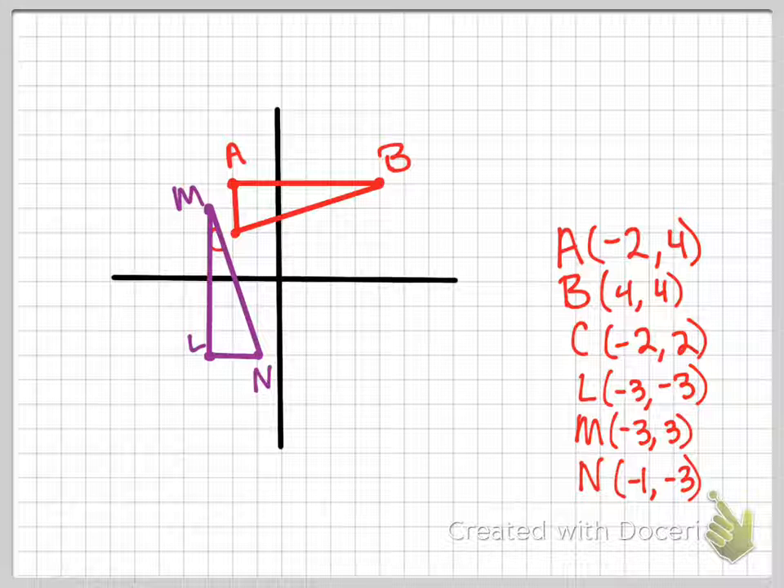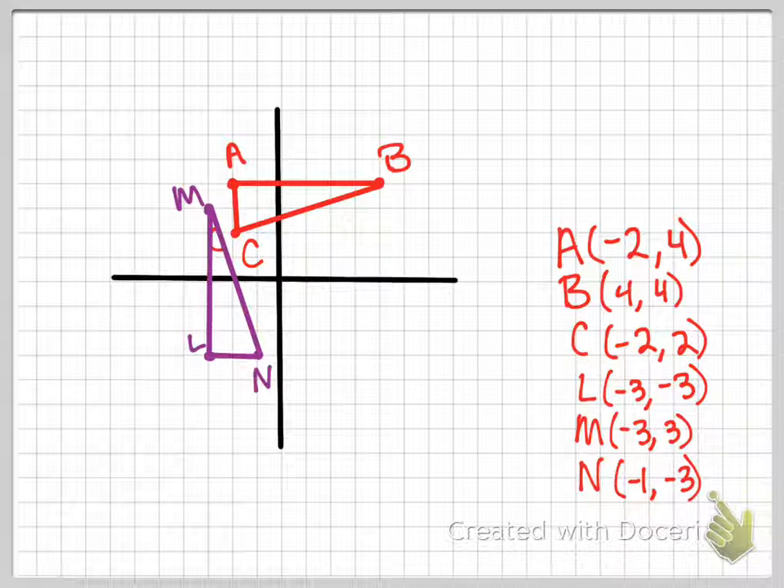All right. Now they asked us to decide if these triangles are congruent to each other. This isn't going to be as bad as I thought it was going to be. What makes this a little bit easier as far as figuring out side lengths?